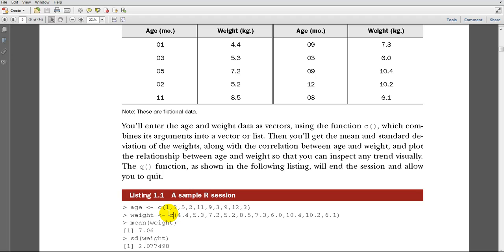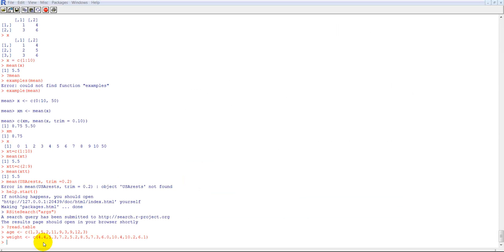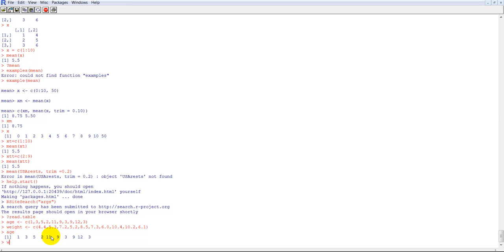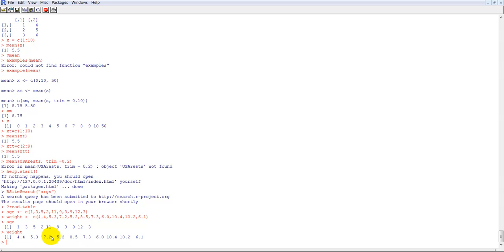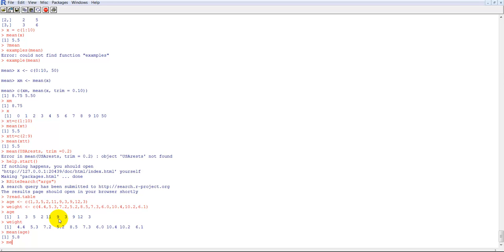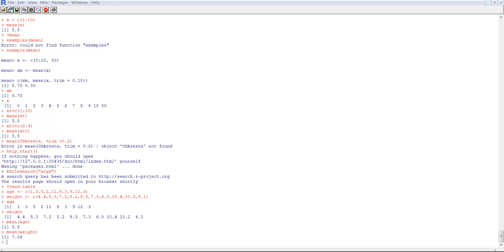Okay, so you're creating two variables, age and weight, which are both vectors. After you enter them, you can test to see what you have, like this. So I typed age and weight, so I can check age and weight like that. Then calculate the mean for both of them.